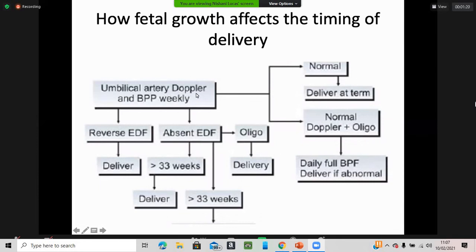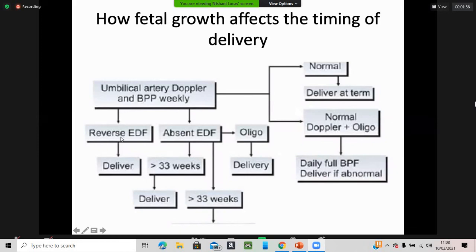So once fetal growth restriction has been identified by screening, an ultrasound scan will be done and then regular Dopplers will be done. If the Doppler is normal, they will decide to deliver at term. If the Doppler is normal but there is oligohydramnios, they will do other tests, the biophysical profile, and deliver if those are normal.